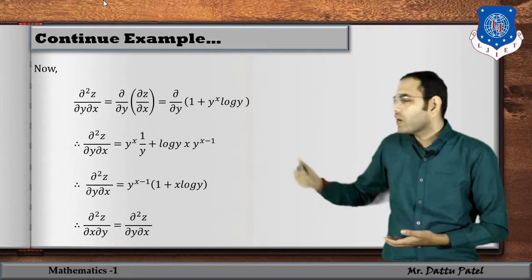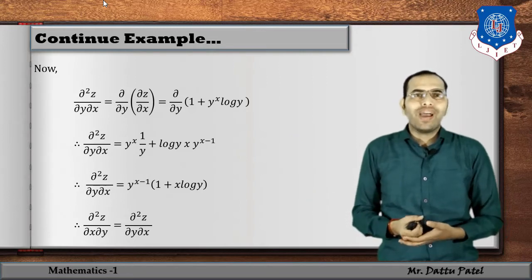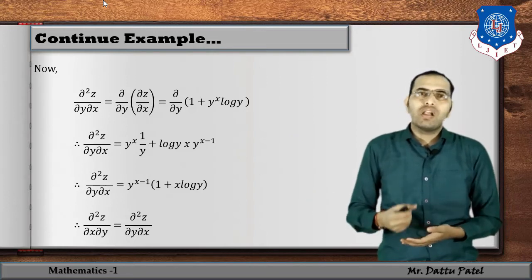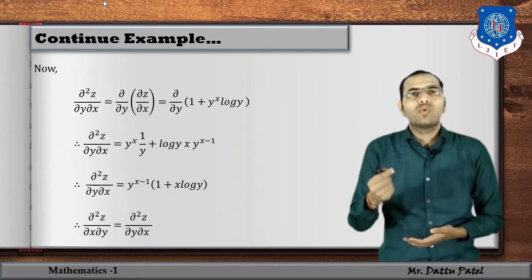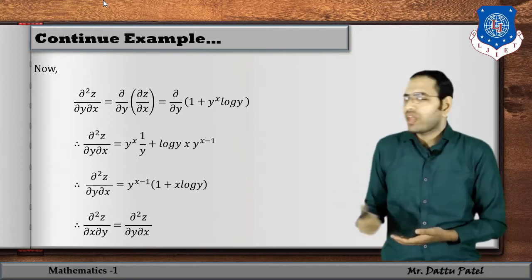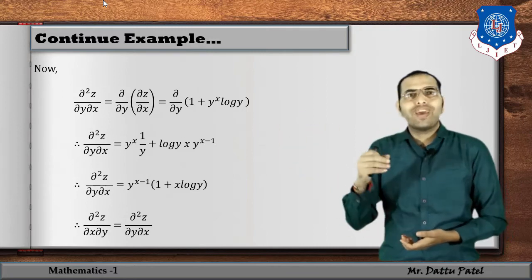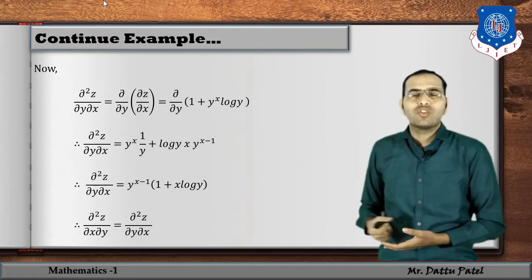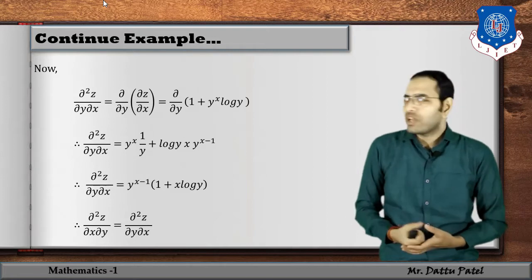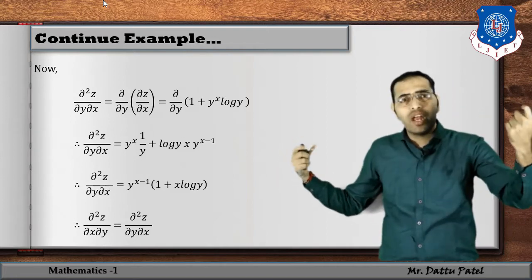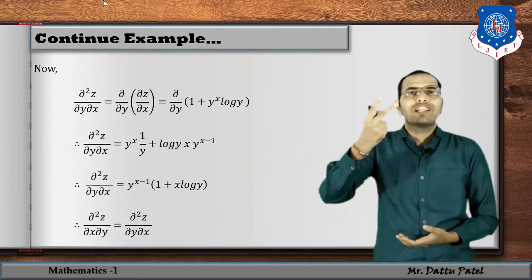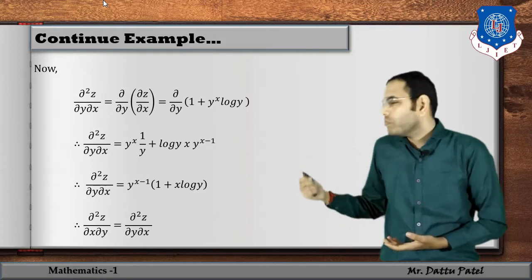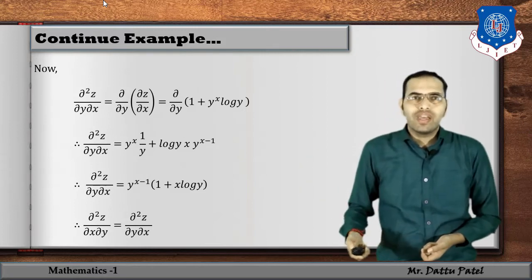Then simplifying that term, it becomes y raised to x minus 1 plus log y into x into y raised to x minus 1. In this particular term, y raised to x minus 1 is common, and inside the bracket we get 1 plus x log y. That is equation number 2. Then according to equation number 1 and 2, we can say that del square z by del x del y is the same as del square z by del y del x.